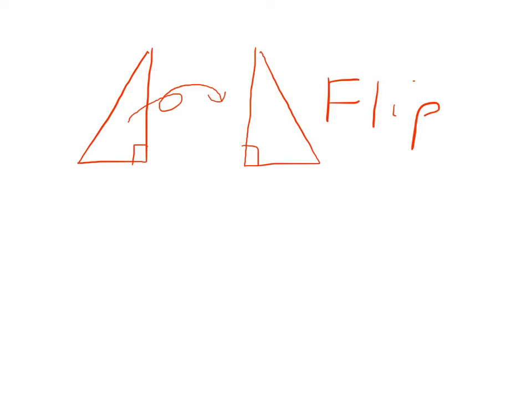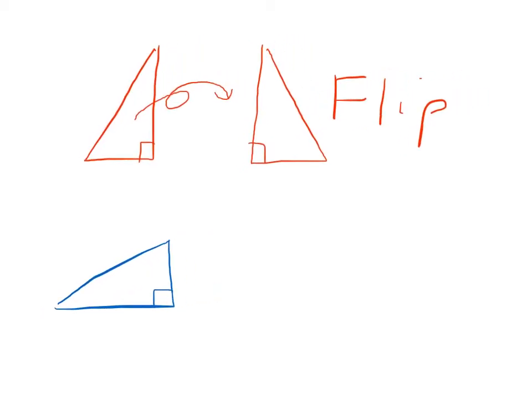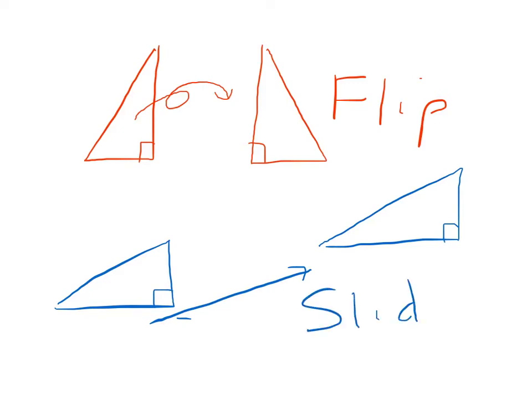Another type of transformation is what we call the slide. If I had an object like that, a slide is going to be moving just that one image and moving it somewhere. So if I were to slide this blue triangle up over here, heading this direction, I didn't rotate it or flip it or turn it anyway, I just moved it to a new spot. That's called a slide.